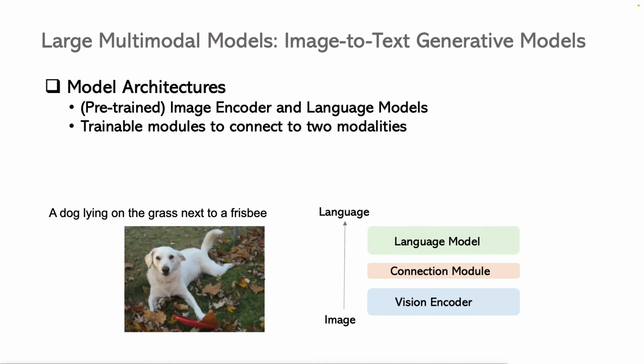The first one, model architecture. As you may see, most of the LMM is essentially an image to text model, right? It takes image as input and outputs language. In these models, there are three components, including the vision encoder and the language decoder. And to connect them, we often introduce a third module called a connection module.